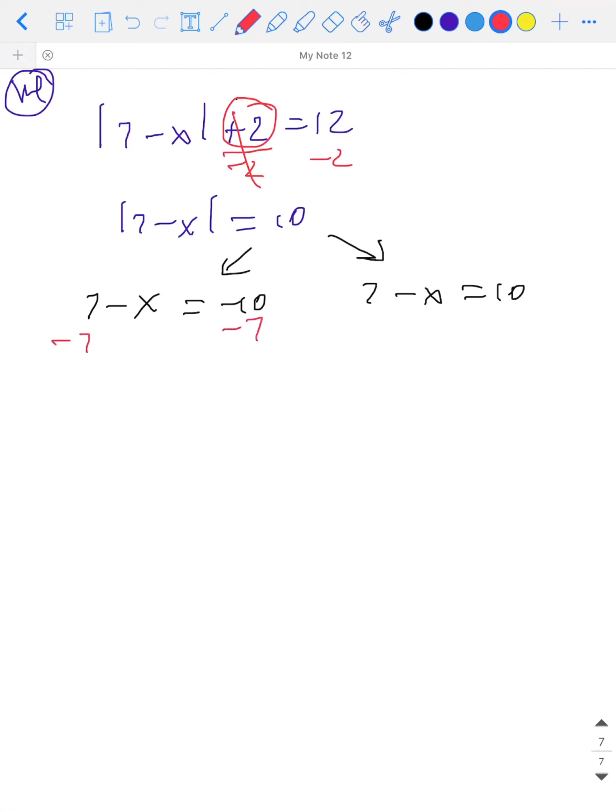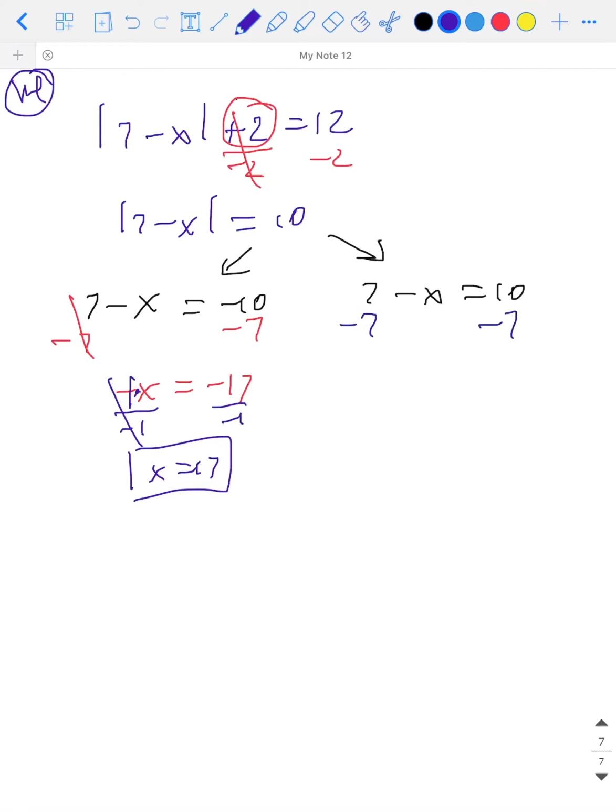Subtract 7. This is negative x is equal to negative 17. It's a negative 1 times x. So we're going to divide negative 1 to both sides. X equals 17. Subtract 7 to both sides. Negative x is equal to 3. This is negative 1 times x. So we're going to divide negative 1 to both sides. X will be negative 3.